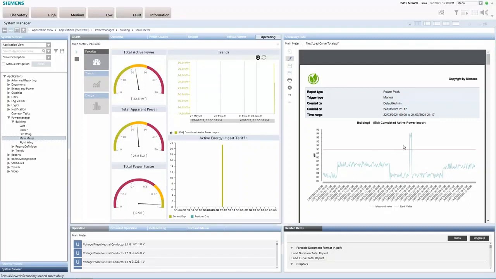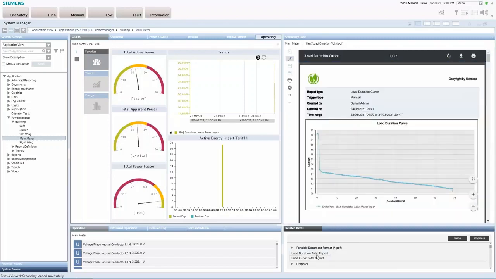The next step, in order to analyze and optimize the situation, would be to check the load duration report, which shows us what load we had for how much time. In this case, we see that we are not many hours above the limit. We're actually exceeding it for not more than 2 hours, which means that it is a load that can be optimized.